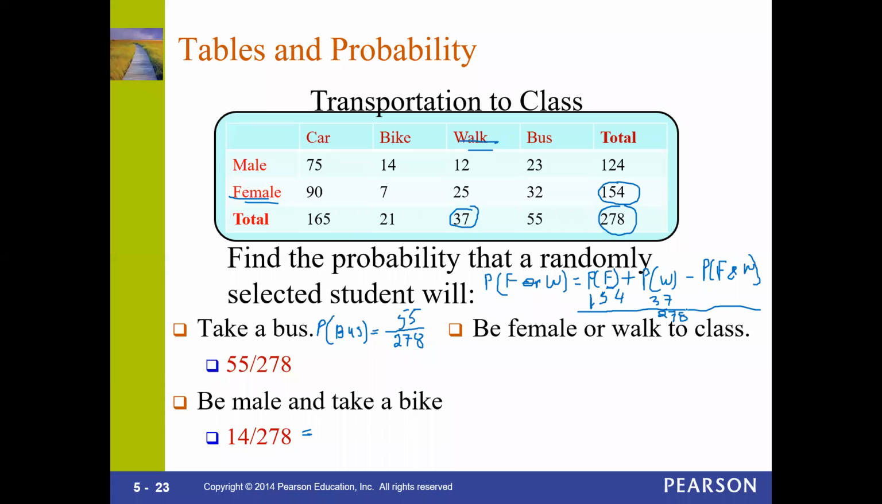And how many females are walking? Notice about 25 females do walk. That'll be 25 over here. And then the math becomes simple. You do 154 out of 278 plus 37 out of 278 the same way, minus 25 out of 278, and that'll give you 166 out of 278. This also can be simplified. So we're going to skip it there. For now, you can just work it out.